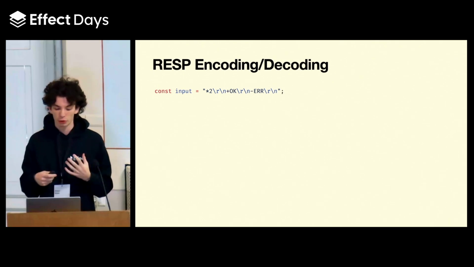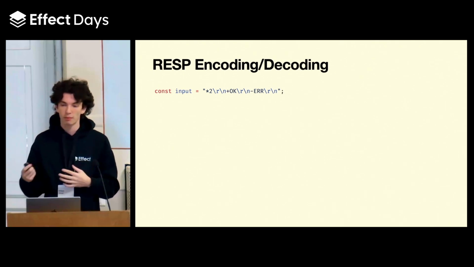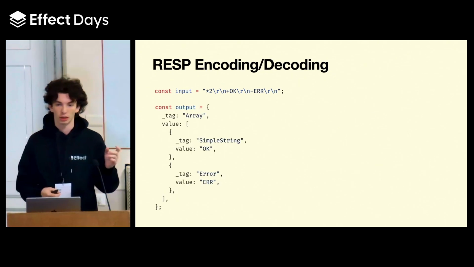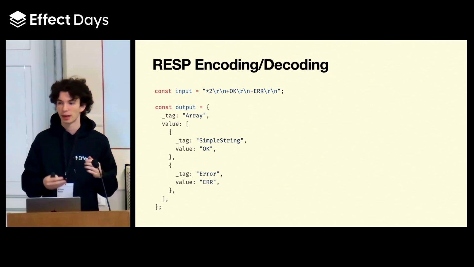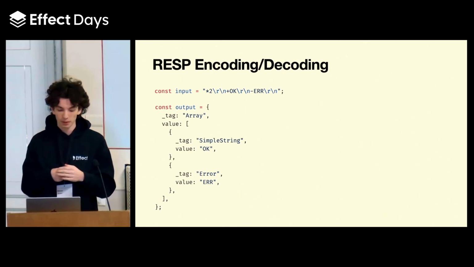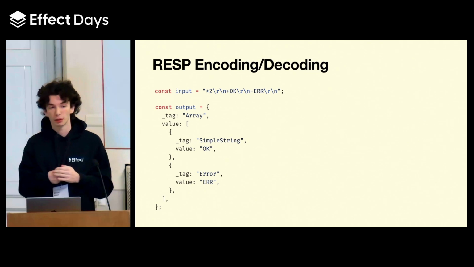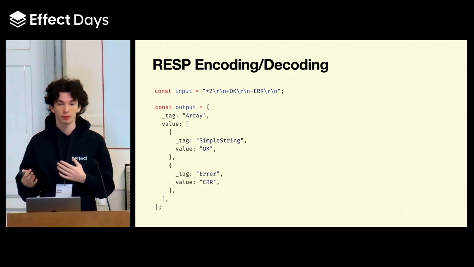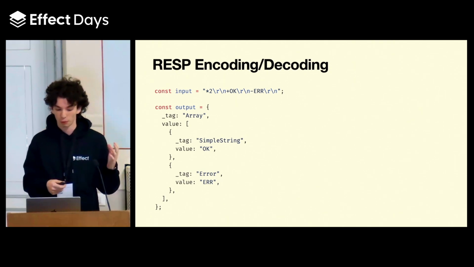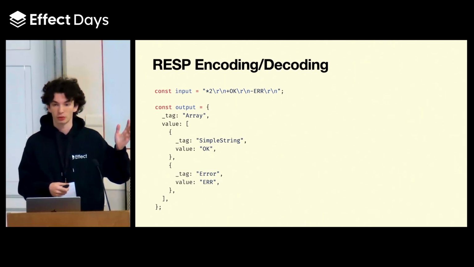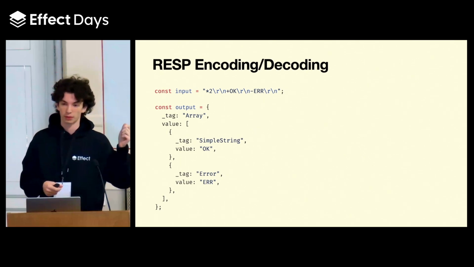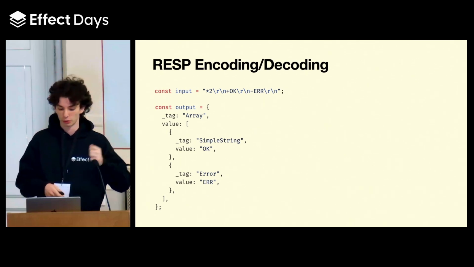And so what we really want to do is parse this into an in-memory representation that we can pattern match on, and that would look like this. So we'd have an object with a type array, and then it has an array of these objects which have their tag and then a value. And this actually represents a really great use case for Effect Schema, because Effect Schema can encode a 2-way transformation. So I'm going to show an example for this simple string type. This is the one with the tag simple string, then the value OK, and we're converting from this plus OK carriage return new line.